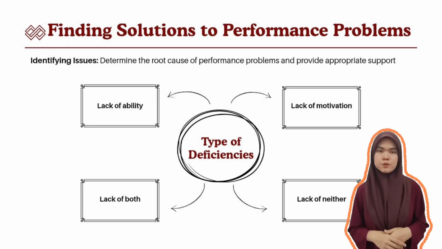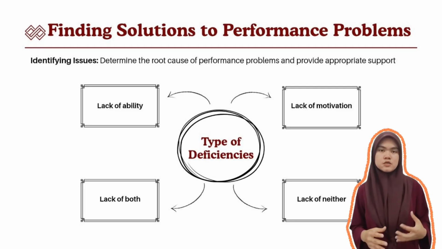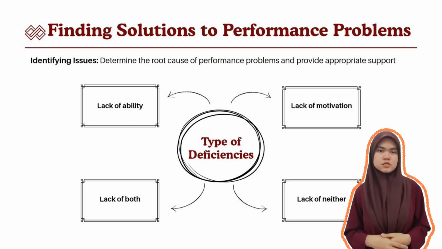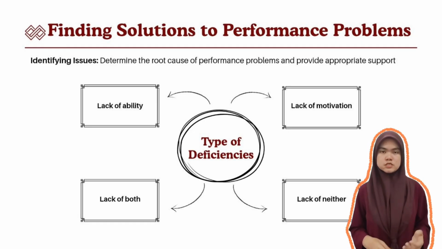The third type is lack of both ability and motivation. This is a more challenging situation because the employee requires support in both areas. Managers should provide clear feedback, training opportunities, and close supervision. If performance does not improve, stronger corrective actions may be necessary.